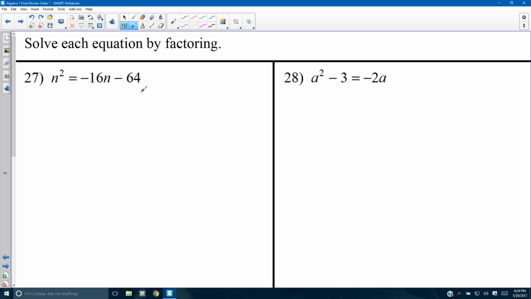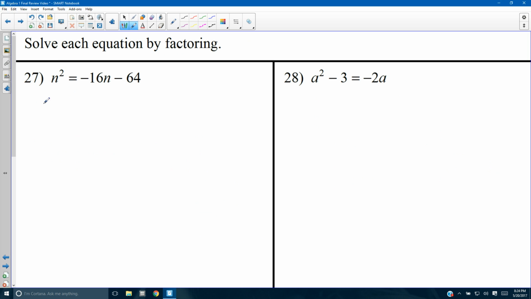Numbers 27 and 28: solve each equation by factoring. Okay, we're getting back down to what I was saying before about the zero product property. If you'd like to solve by factoring, by all means, please do so. Just make sure that your equation is set equal to 0.